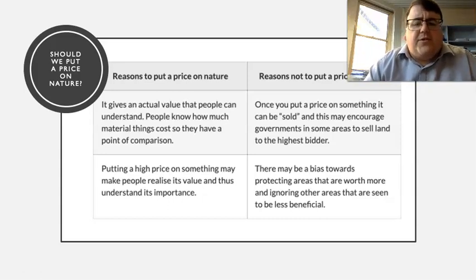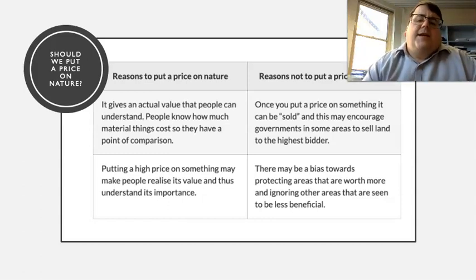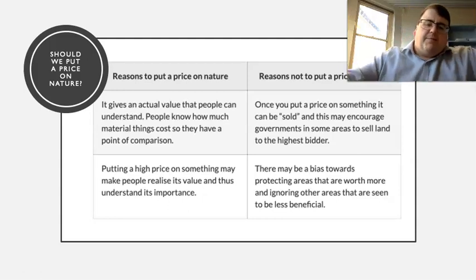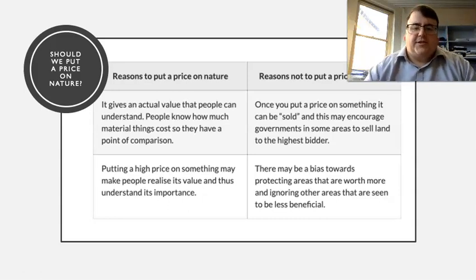If we put a price on nature, it gives an actual value that people can understand. People know how much something costs, and they have a point of comparison. So if we said the Amazon rainforest is worth something like $10 billion, people know that's how much value we put onto the ecosystem there.